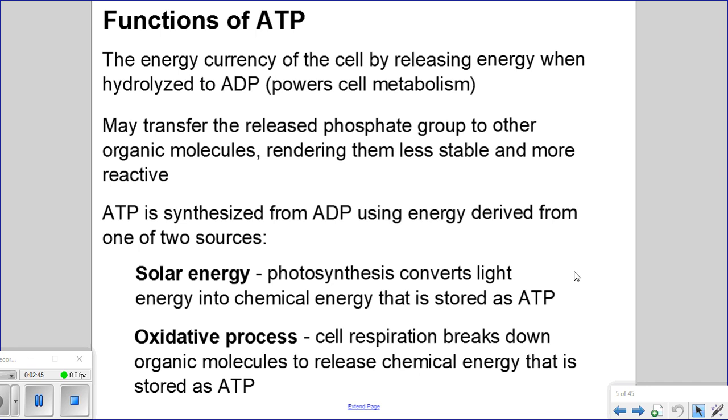ATP is synthesized from ADP using energy derived from one of two sources. So that energy source can be solar energy, and photosynthesis will actually convert light energy into chemical energy that is stored as ATP. This is the first part of photosynthesis, the light-dependent reactions that will generate ATP. And then there's the oxidative process where cell respiration breaks down organic molecules to release chemical energy that is stored as ATP. So this oxidative process that uses oxygen and a series of redox reactions is what we will go through in this video for generating ATP.